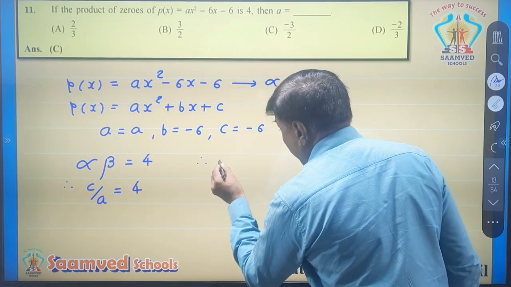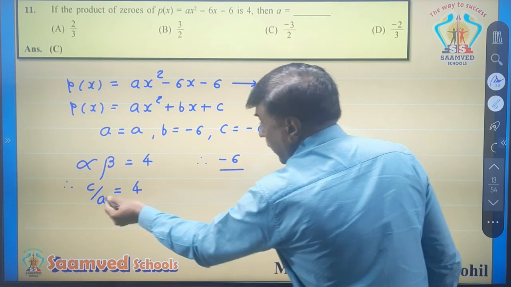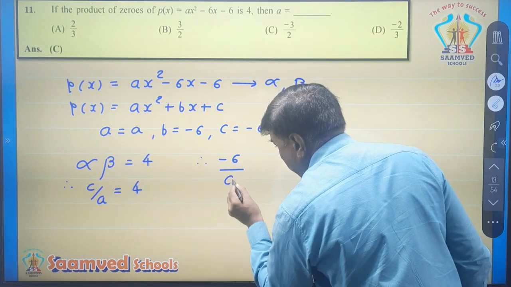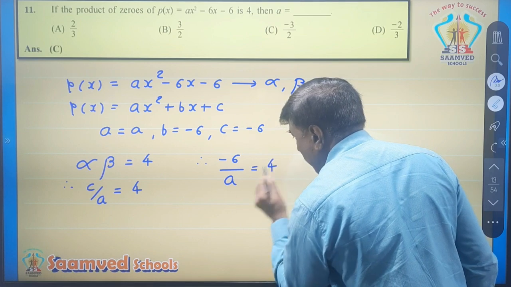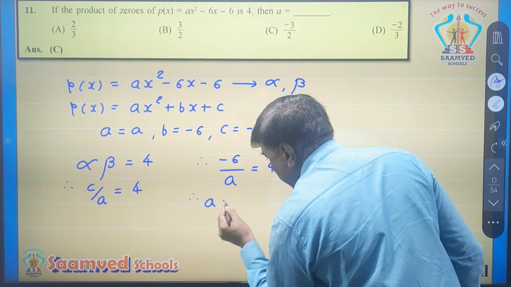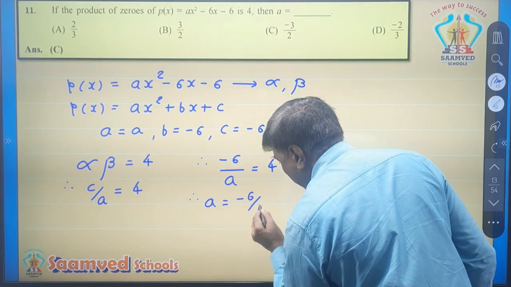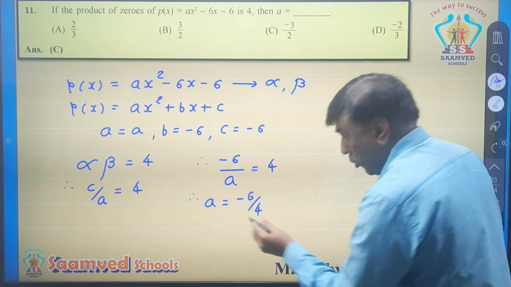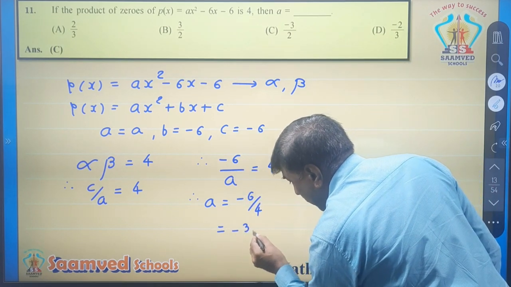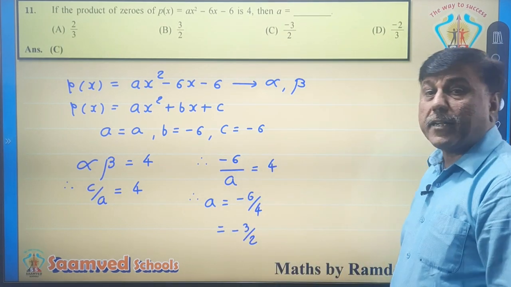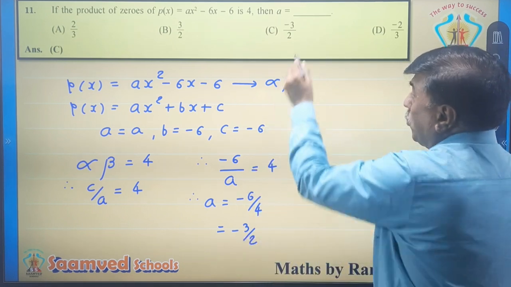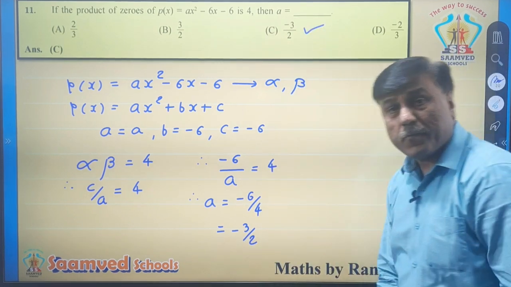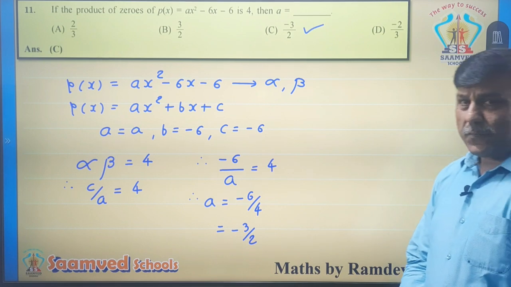Therefore, c is equal to minus 6, so minus 6 upon a is equal to 4. And therefore, a is equal to minus 6 by 4. So, it will be minus 3 by 2. Answer is minus 3 by 2. So, answer is option C. Clear?